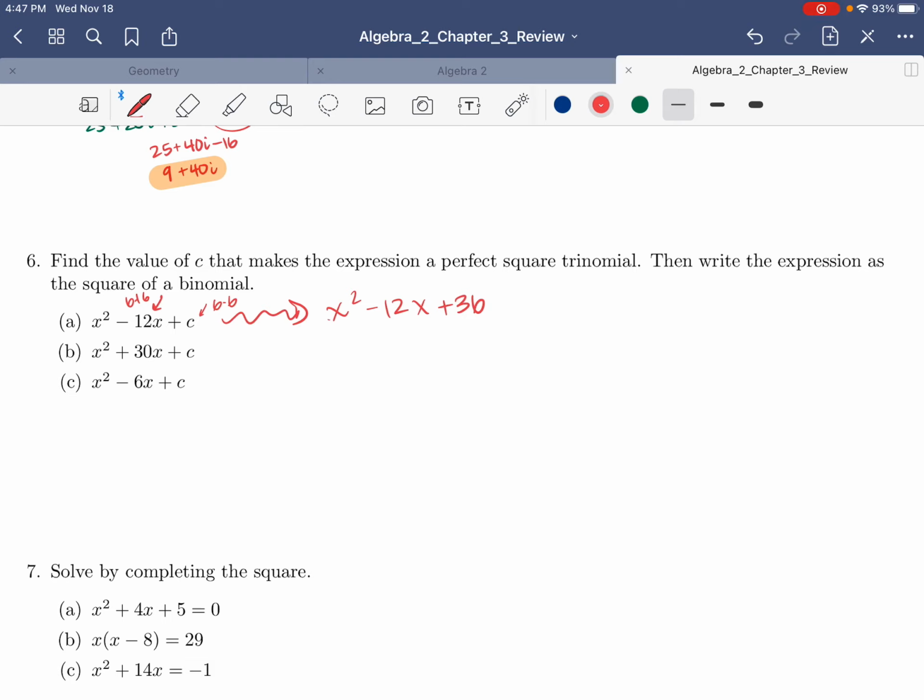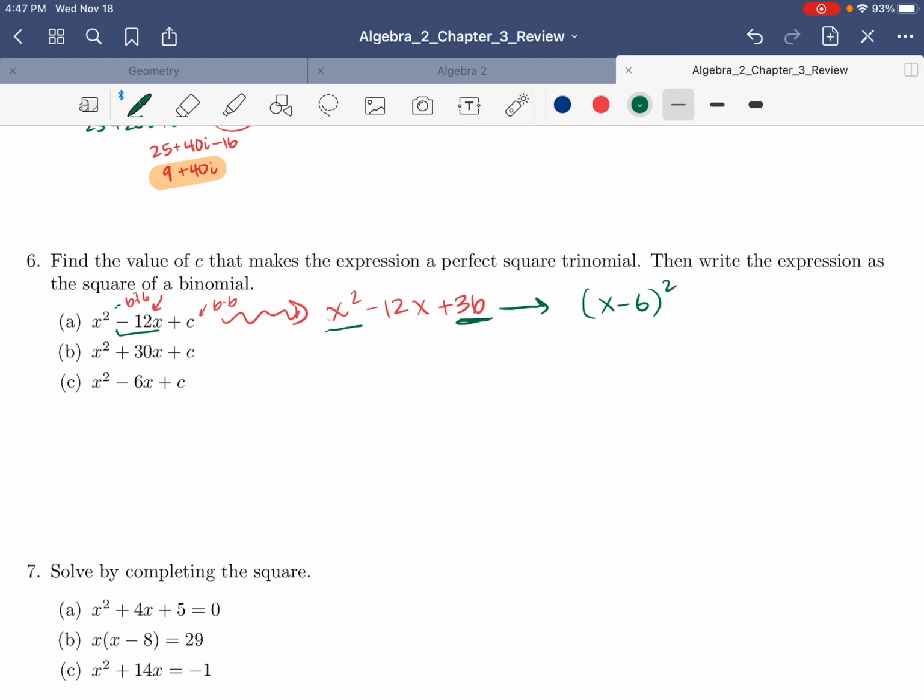Now what I want to do is convert it over into a square of a binomial. The square of the binomial just means a binomial to the power of 2. It's as simple as writing down x for x squared, x times x, and then writing the minus 6, because that's negative 6 plus negative 6, to get the 36 over here.